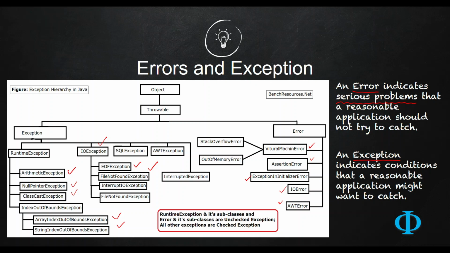So in summary, an error basically indicates some serious problem that a reasonable application should not try to catch, should not try to handle or bypass. Whereas an exception happens based on conditions or situations, not always. And a reasonable application might want to catch it and bypass it and handle it in a proper fashion without crashing the program.